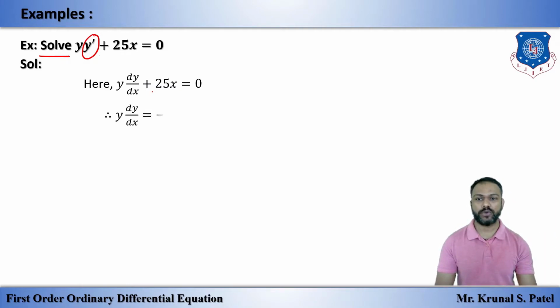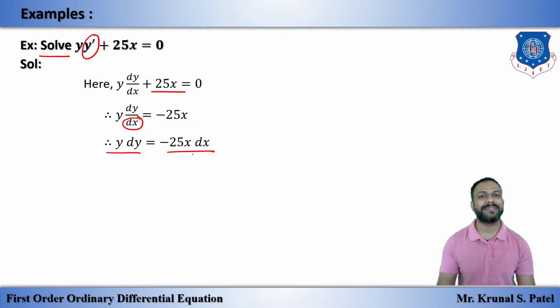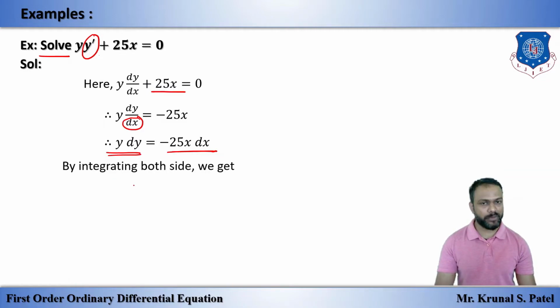So if we take 25x on the right hand side and dx on the right hand side, we have this variable separable form. So here we can separate the variables, so we will use this method. After separating these two, we just have to integrate both sides: integration of the left hand side, integration of the right hand side. After getting the integration, we will put c.